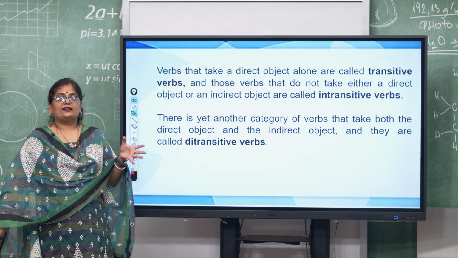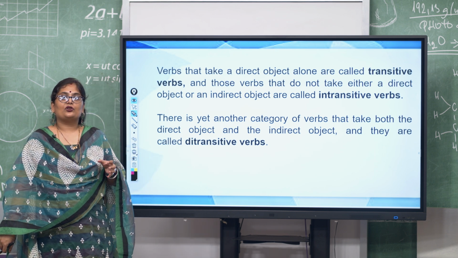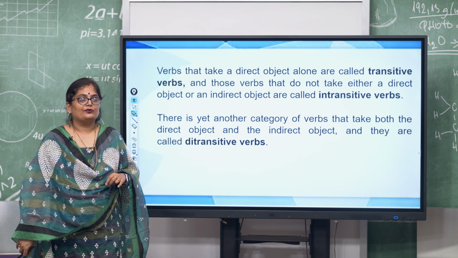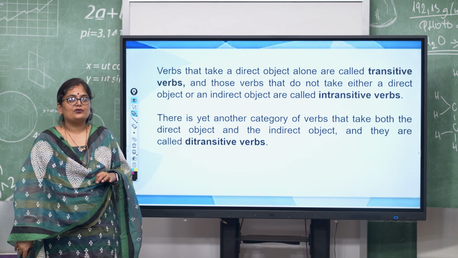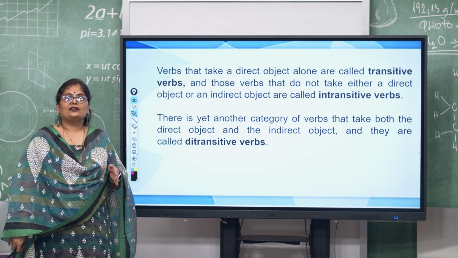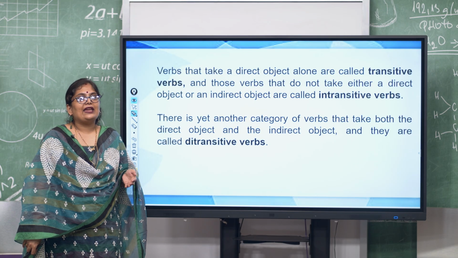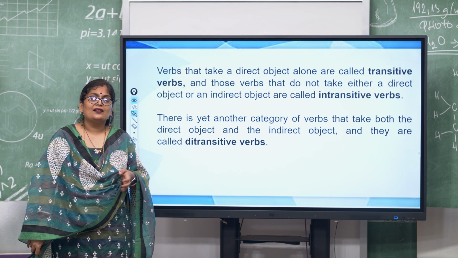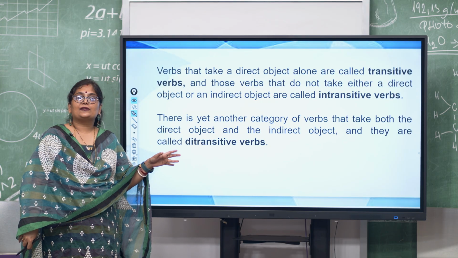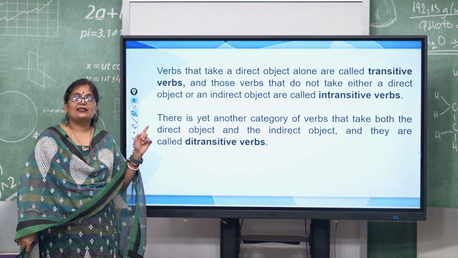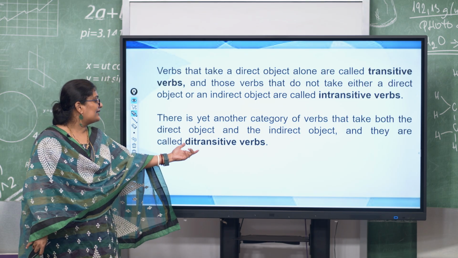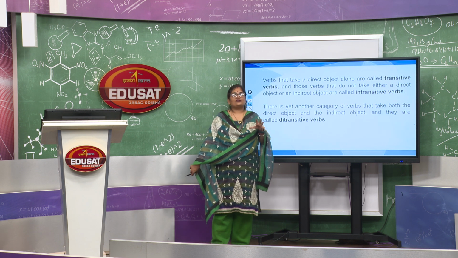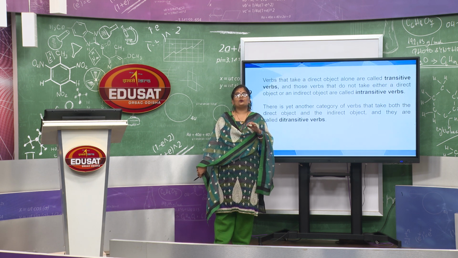Verbs that can take a direct object alone are called transitive verbs, and those verbs that do not take either a direct object or an indirect object are referred to as intransitive verbs. There is another category of verbs that take both the direct object and the indirect object into account. They are called ditransitive verbs. Always remember, when it comes to English grammar, you become thorough only by way of examples.